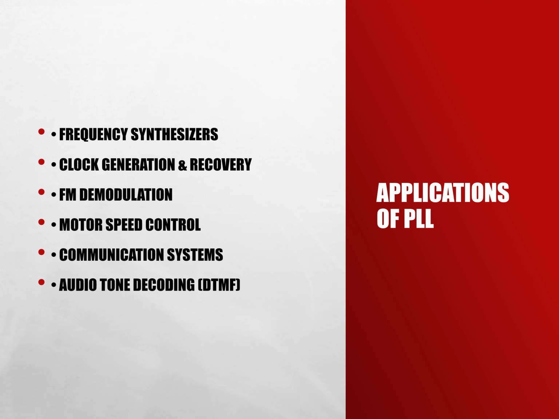PLLs are used in so many electronics. For example, they are used in frequency synthesizers to generate multiple frequencies from a single source, and in clock generation to keep systems like computers in sync. They also help in FM demodulation, motor speed control, and DTMF decoding, which is how phones detect keypad tones. Basically, anywhere timing or frequency accuracy matters, you will find PLLs doing the job.